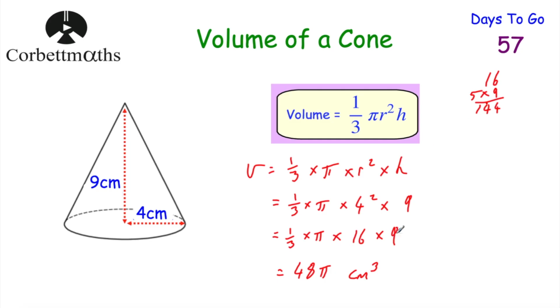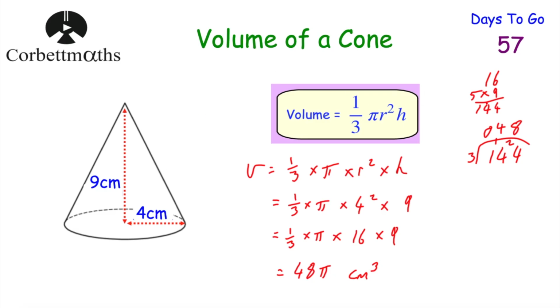So 16 times 9 is 144, but we want 1/3 of it, so we're going to do 144 divided by 3. So how many 3's go into 1? 0, remainder 1. How many 3's go into 14? That'll be 4, remainder 2. And how many 3's go into 24? That'll be 8. So that'll be the 48 pi as well. So that would be the volume of that cone. And that's how we do it in terms of a calculator question and a non-calculator question.